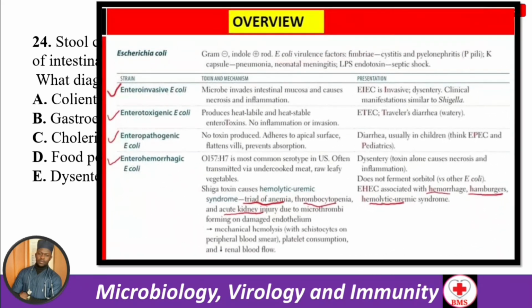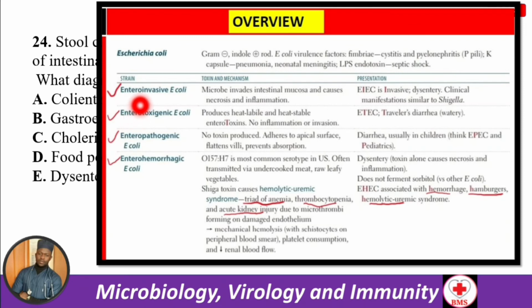Here I have an overview of E. coli. Right, everything you need to know. E. coli is a gram-negative rod. The virulence factors include fimbriae, capsule, and lipopolysaccharide. And the main strains, there is enteroinvasive, also known as what?